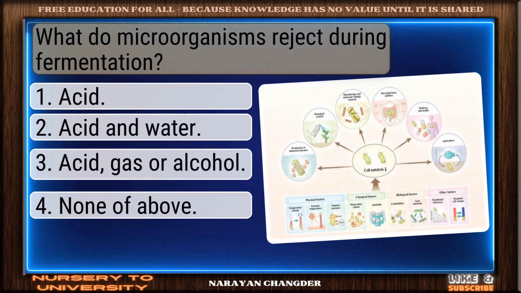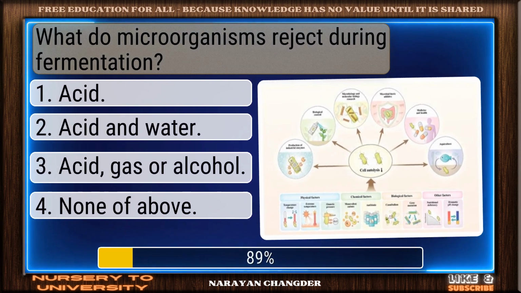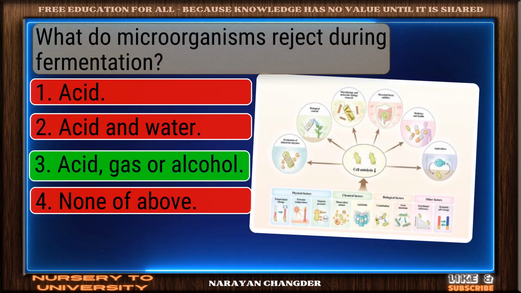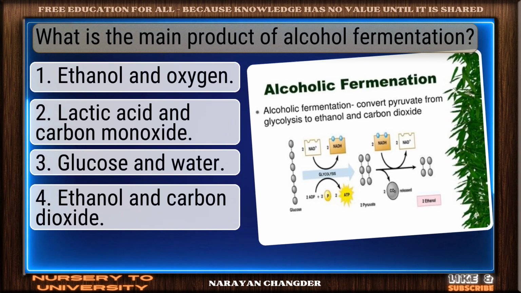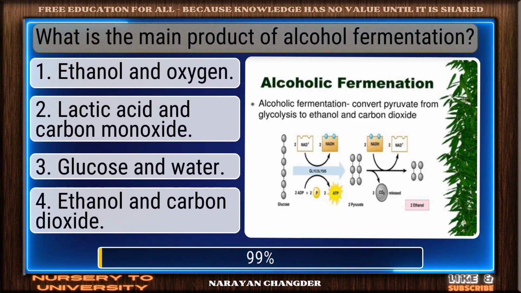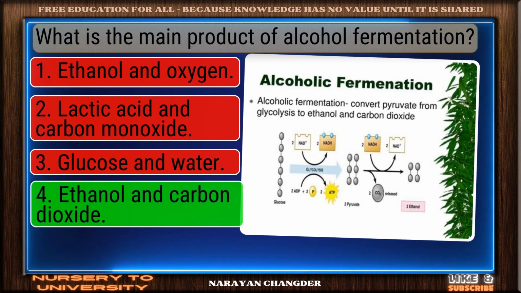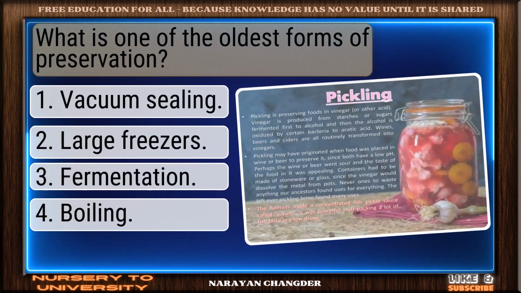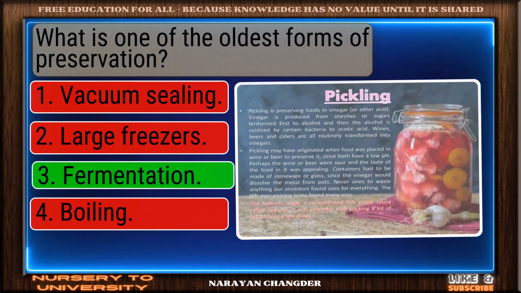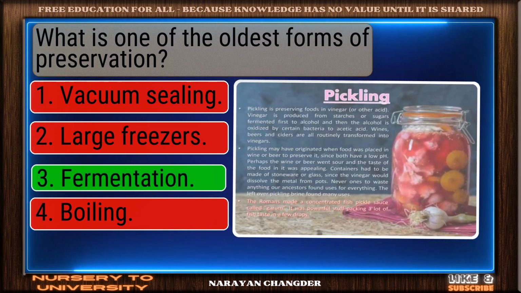What do microorganisms release during fermentation? You got it. Your choice, acid, gas or alcohol, is right. What is the main product of alcohol fermentation? Well done. Ethanol and carbon dioxide is the right choice. What is one of the oldest forms of preservation? Correct. Fermentation is the right answer.